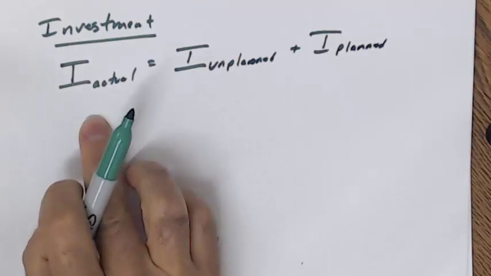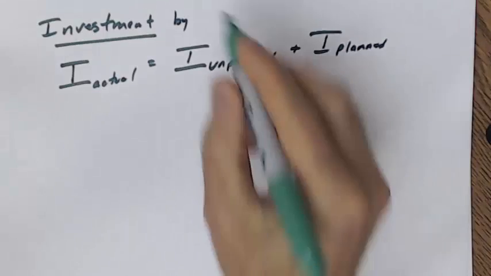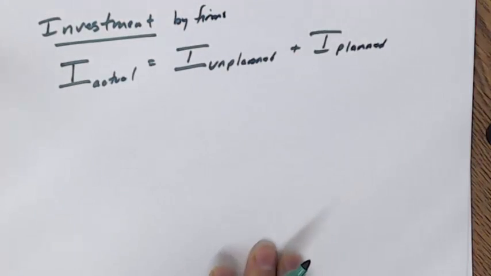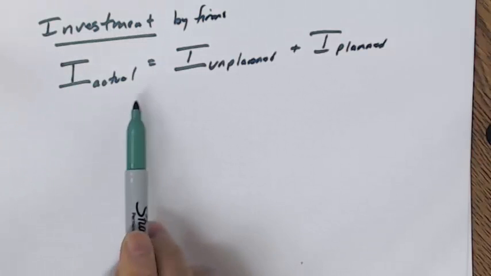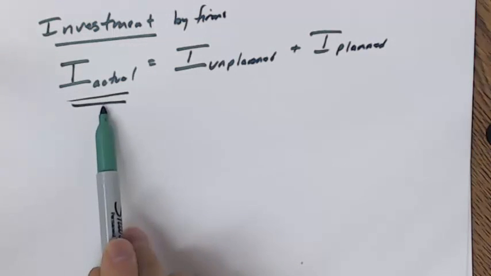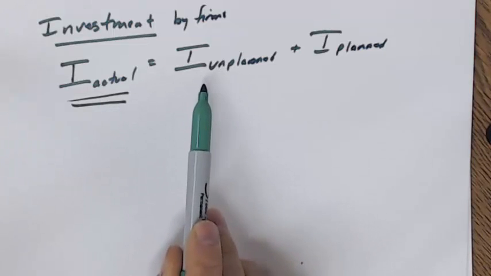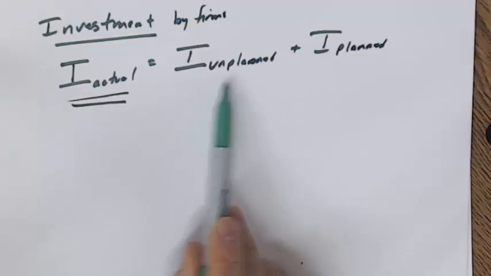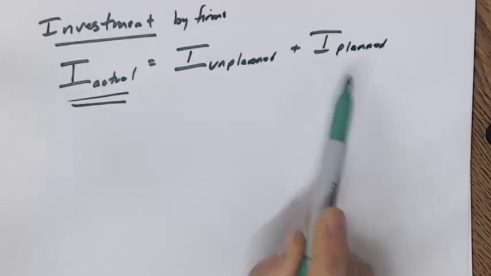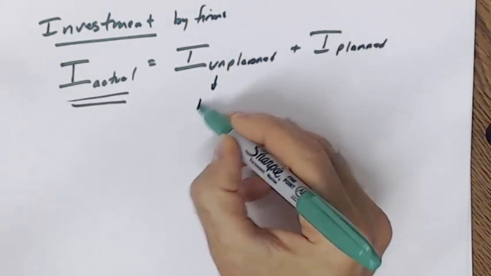And this is investment by firms. We had consumption by households a second ago. This is by firms, to keep it simple. So what we're saying is firms have actual investment expenditures, and part of it is unplanned because they can't predict the future perfectly. And then they have planned expenditures, things that they're anticipating. Okay? It turns out that this unplanned component is inventory.